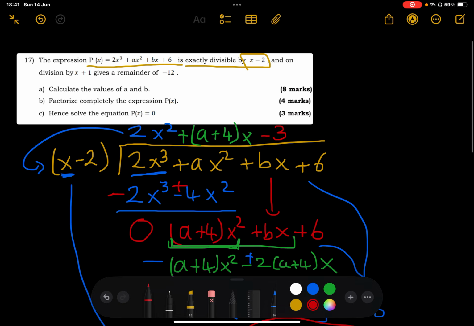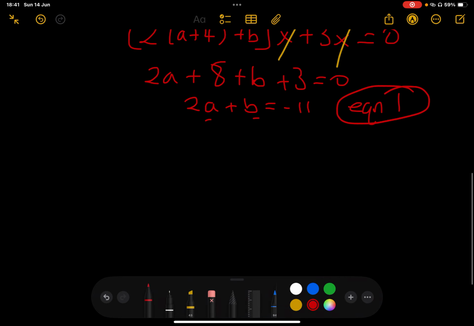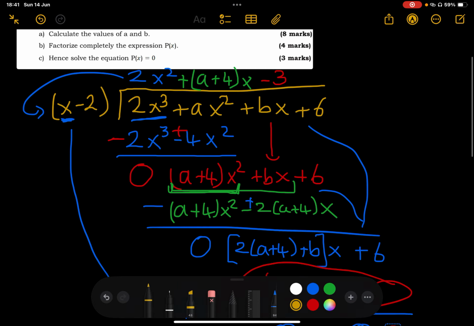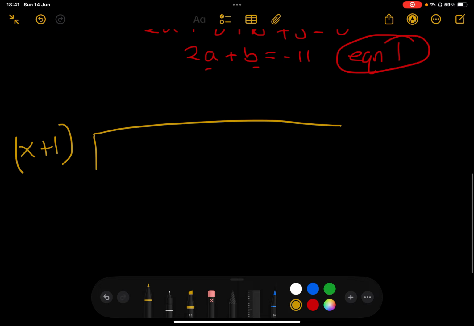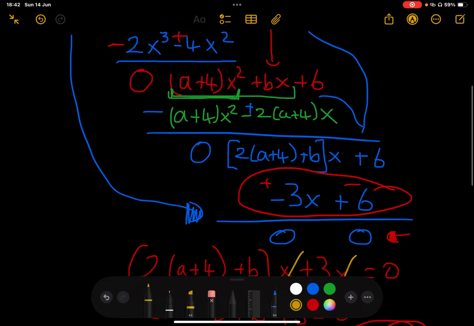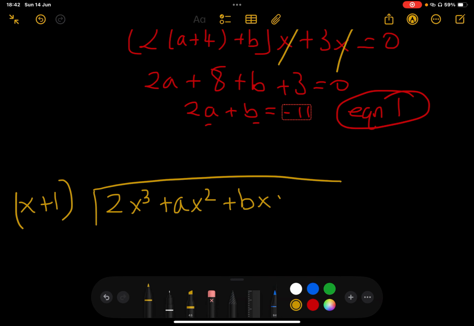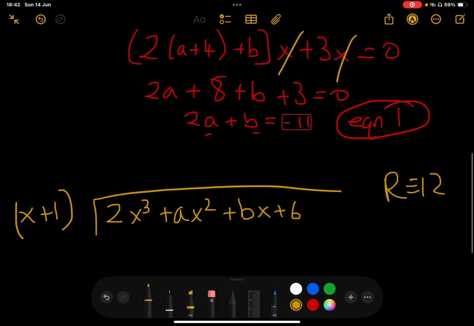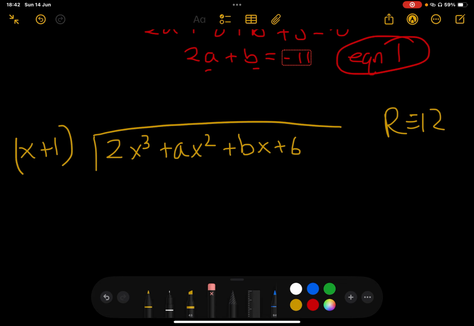Okay? So we want to do x plus 1. We'll go into, okay, so we have, the term is 2x cubed plus ax squared plus bx plus 6. And the remainder will be minus 12. Let me write that better.